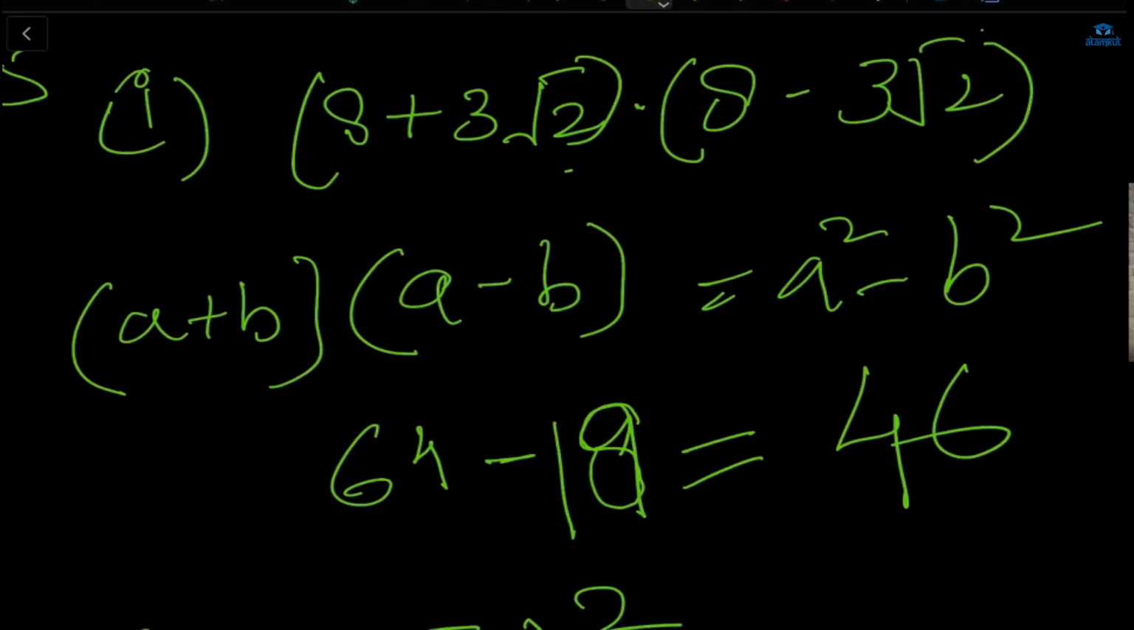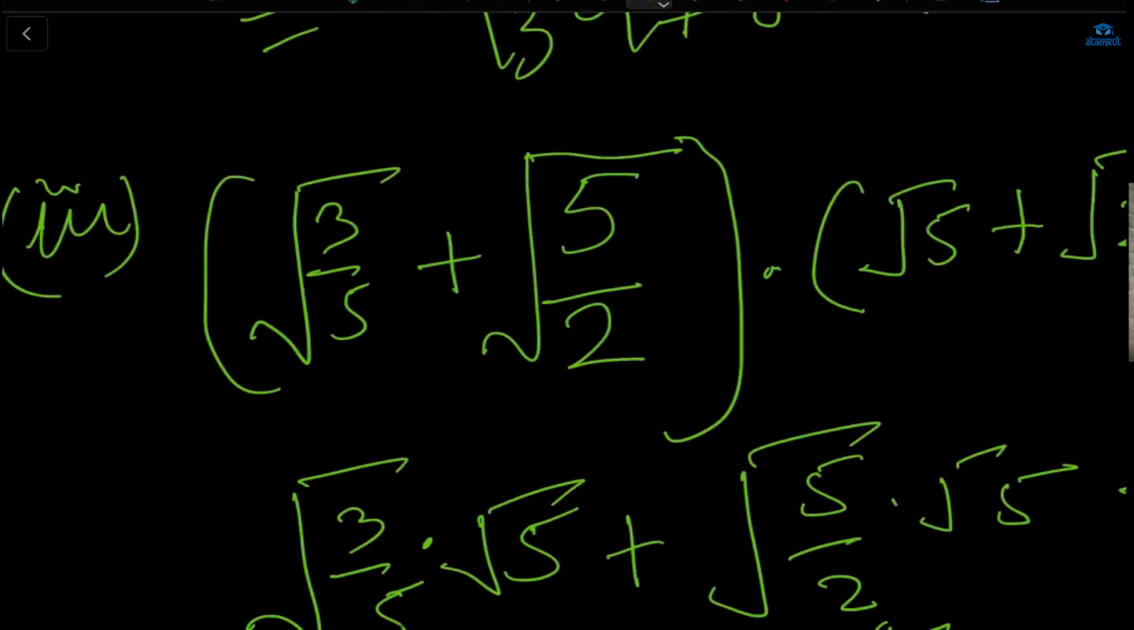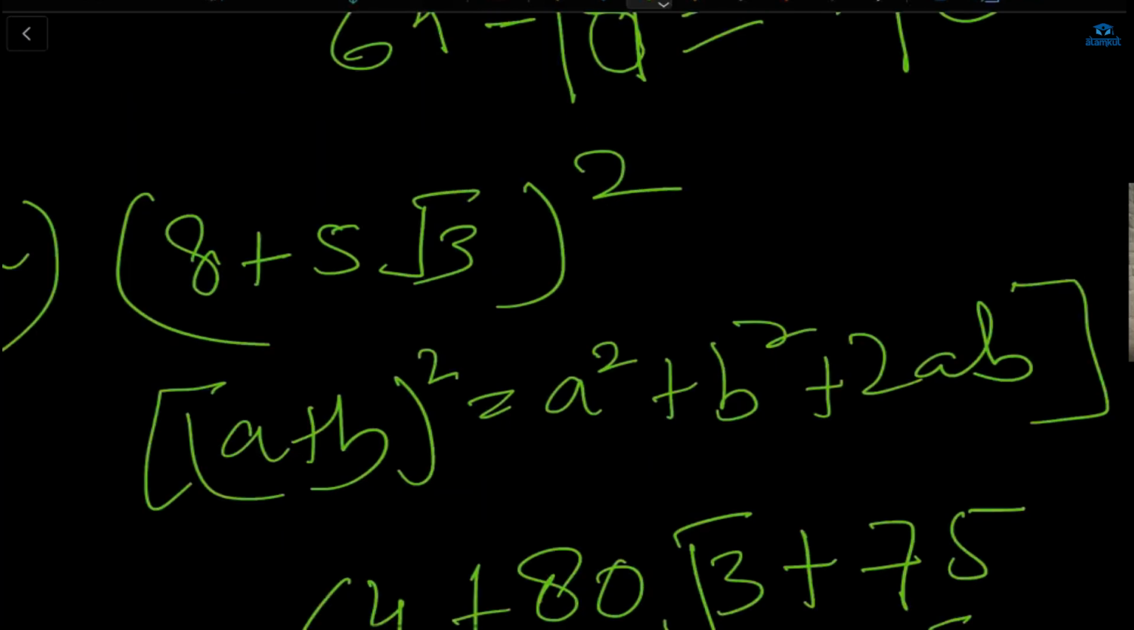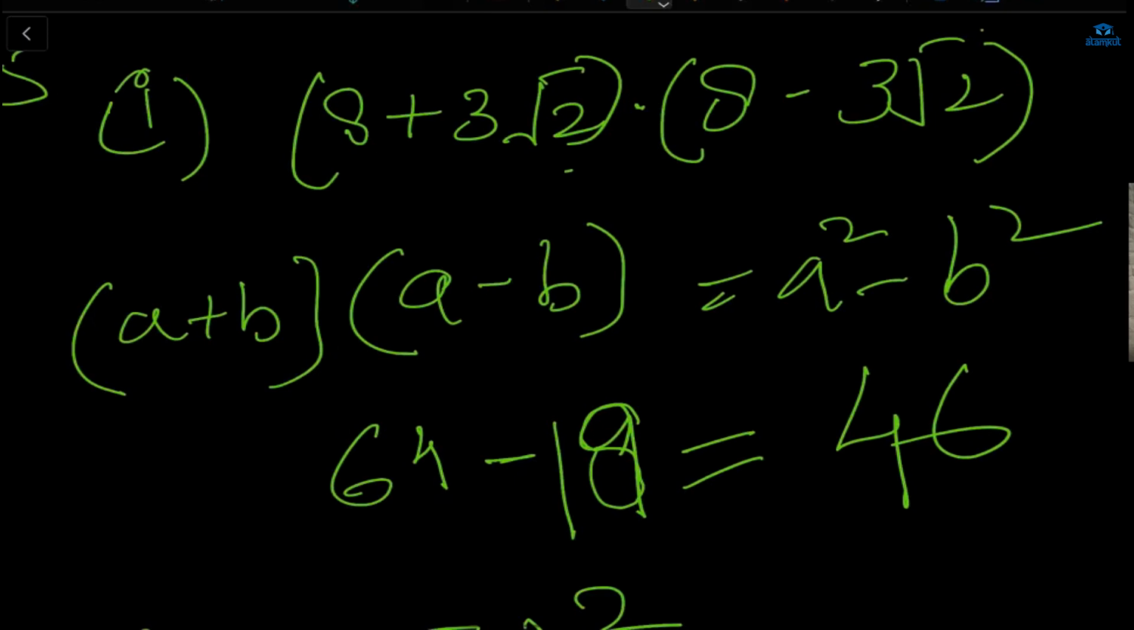So you already know that a plus b multiplied by a minus b is equal to a square minus b square. Okay, you can simply multiply it and do your work also, like 8 multiplied by 8, 3 root 2 multiplied by 3 root 2, like I did in the last one, in this third example. I multiplied each number with each number. Like for example, you can multiply 8 by this and this by this, and then again this by this.